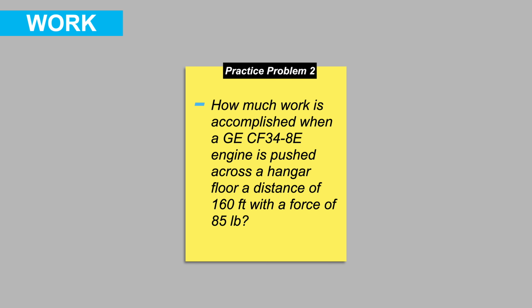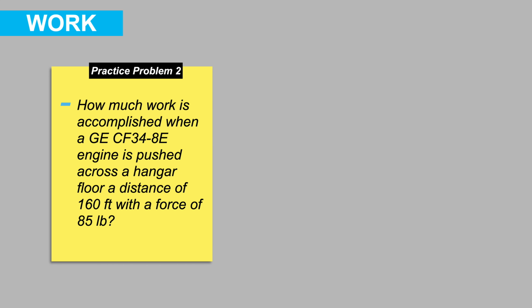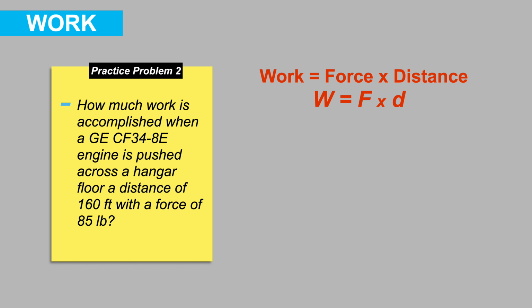For this problem, we won't go into metric, we'll just focus on the imperial system. We know that work is equal to force times distance, or W equals F times D. So let's simply plug and solve. 85 pounds for force multiplied by 160 feet for distance is equal to 13,600 foot-pounds.